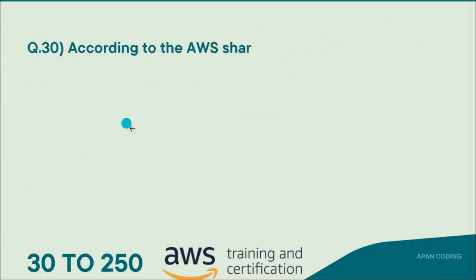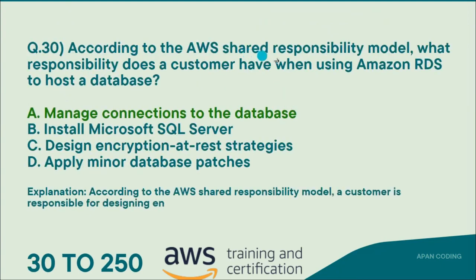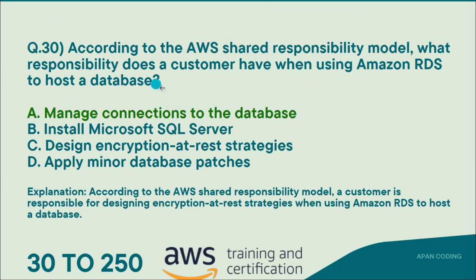We will see question number 30. According to the AWS shared responsibility model, what responsibility does a customer have when using Amazon RDS to host their database? So you know Amazon RDS is hosted. So the responsibility is to manage connections to the databases. The explanation is there. According to the shared responsibility model, a customer is responsible for designing the encryption at rest strategy when using Amazon RDS to host their databases.